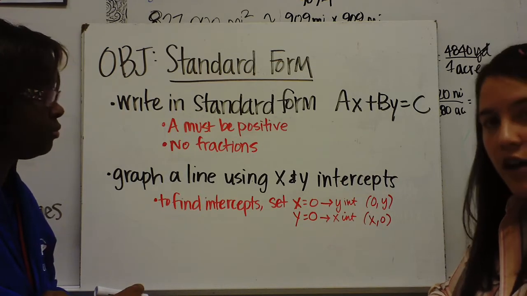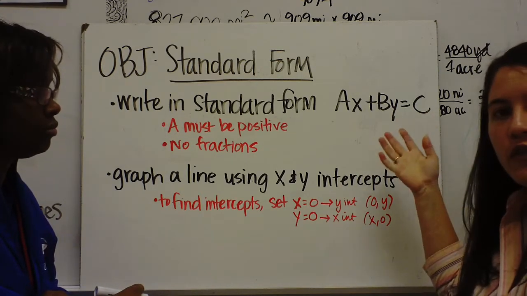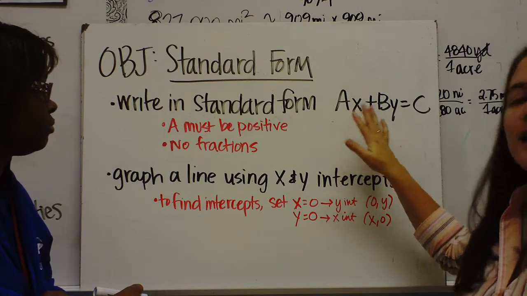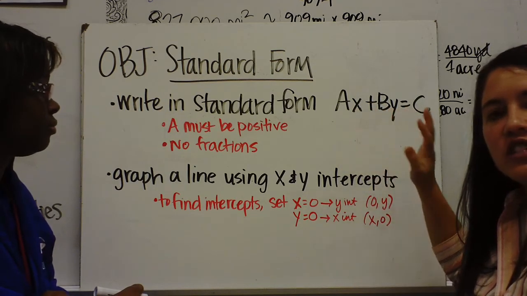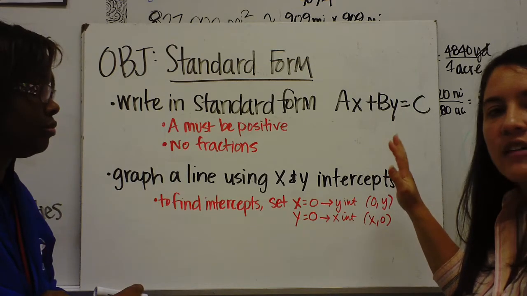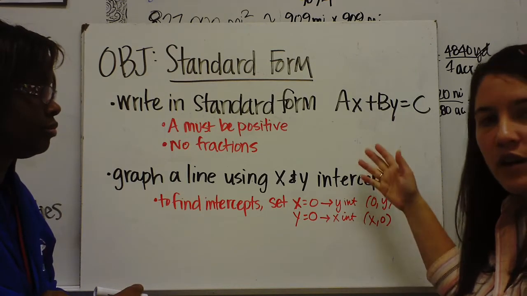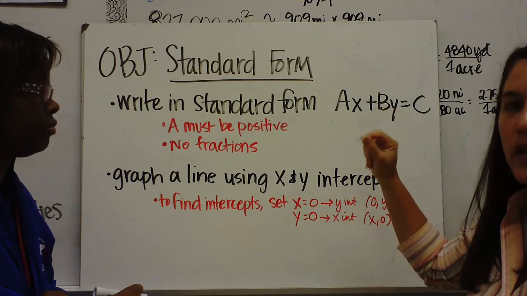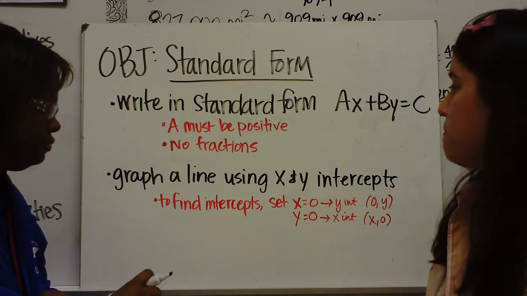So a lot of people do not like fractions. Therefore, standard form is a little easier on the eyes because you do not have to deal with fractions. The negative to standard form is you cannot just automatically look at the slope. There is a way to find the slope, but you can't just look at it and say, okay, this is the slope, like in y equals mx plus b.